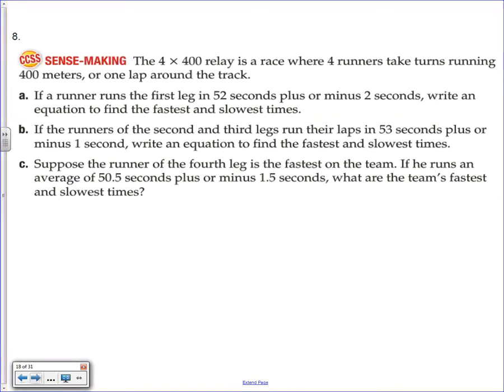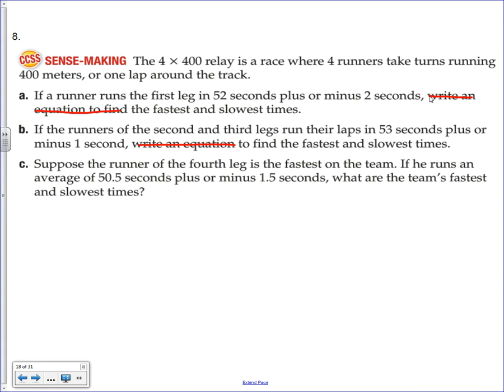All right, the first thing I want you to do in all of these A, B, and C is cross out where it says write an equation. Okay, we are not going to write an equation. We are just going to find their fastest and slowest times. Okay, so here we go.